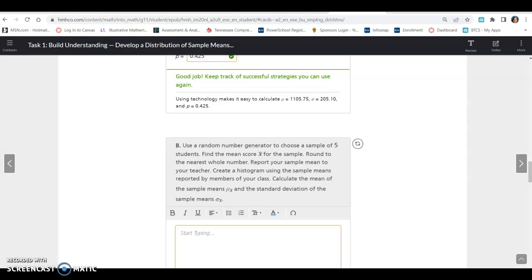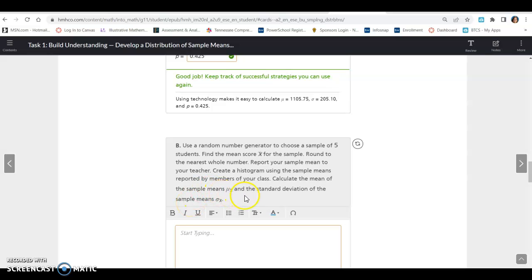All right, use a random number generator to choose a sample of 5 students, find the mean of the sample. Round to the nearest whole number, report your sample mean to your teacher. Create a histogram using the sample mean reported by members of your class. Calculate the mean of the sample and the standard deviation.